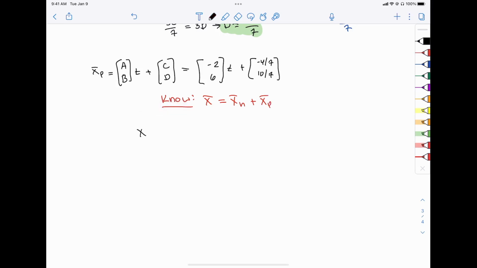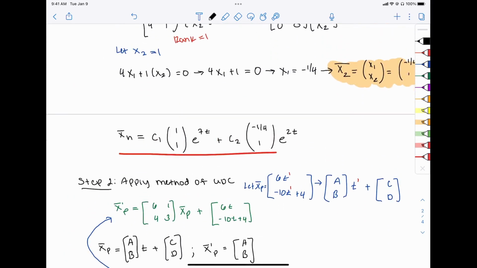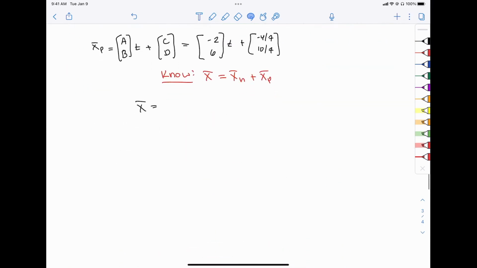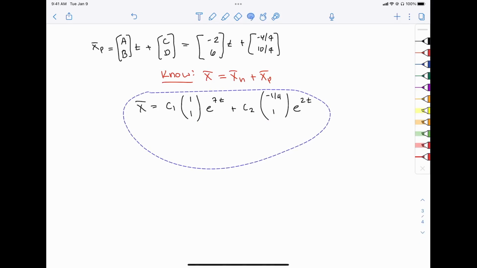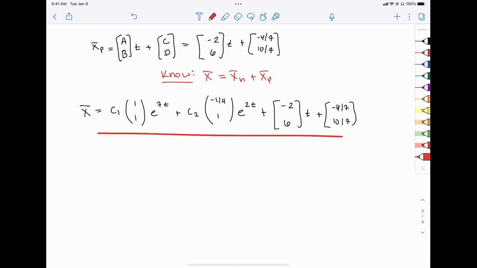So that means that X equals, what was our homogeneous? Our homogeneous was simply just this. Copy it and put it down here. I might need a little bit more room because I decided to write too big. Plus our particular solution. Well, that is simply just -2, 6 times t plus -4/7, 10/7. Boom. That is our answer.